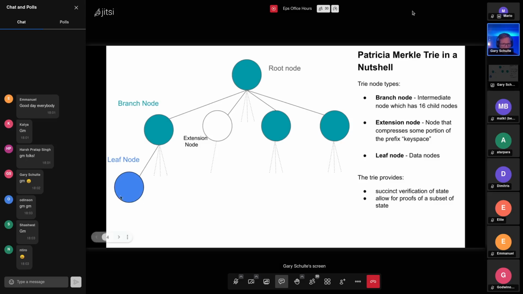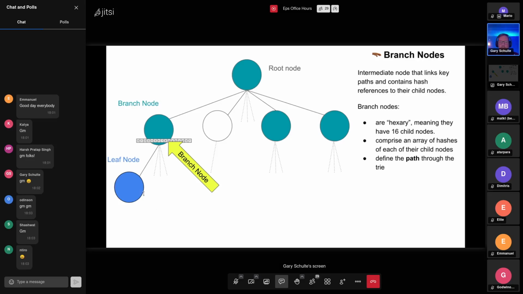And then you have the leaf nodes. These are the things you actually are storing in the tree. This is the data that you really want to store in the tree. These other two node types are really just there to facilitate tree traversal and the proving of the state. So again, the tree provides succinct verification of state, and it allows you to prove some subset of the state. That's really the Merkle portion of the Patricia Merkle tree.